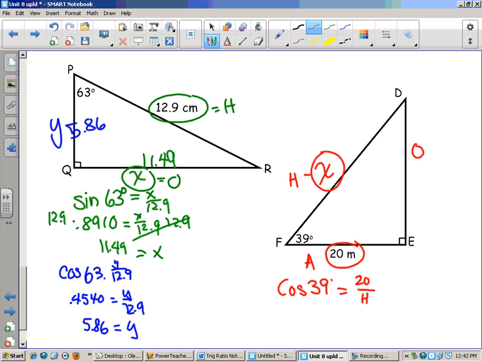Okay? Now this is a little different because the variable is in the bottom of the fraction, and you can never solve a variable when it's in the bottom of a fraction. So how do we get it out of the bottom? Right, you multiply both sides by h. Okay, so that cancels that. And then I have the h moved over to this side. So I have h times, and what's the cosine of 39?